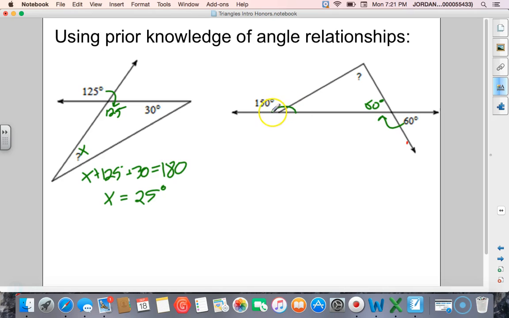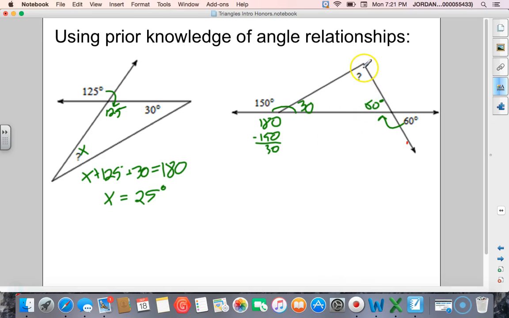So since they add up to be 180, I know that I can just take away the 150, and that'll tell me the part that's left. If this part's 150, the part that's left will add up to be 180. So what is that? Obviously it's 30. So this angle is 30, this one is 60.